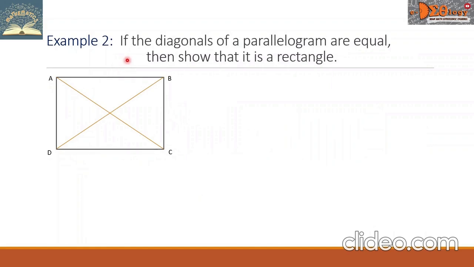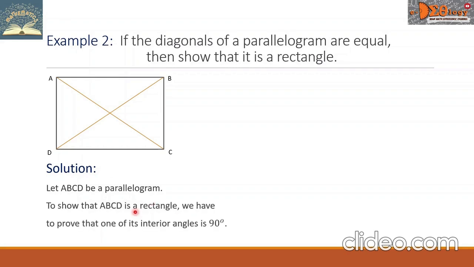Example 2. If the diagonals of a parallelogram are equal, then show that it is a rectangle. Let ABCD be a parallelogram. To show that ABCD is a rectangle, we have to prove that one of its interior angles is 90 degrees.